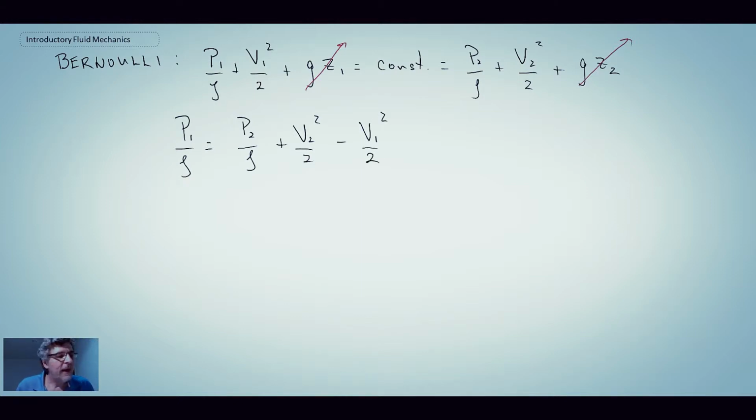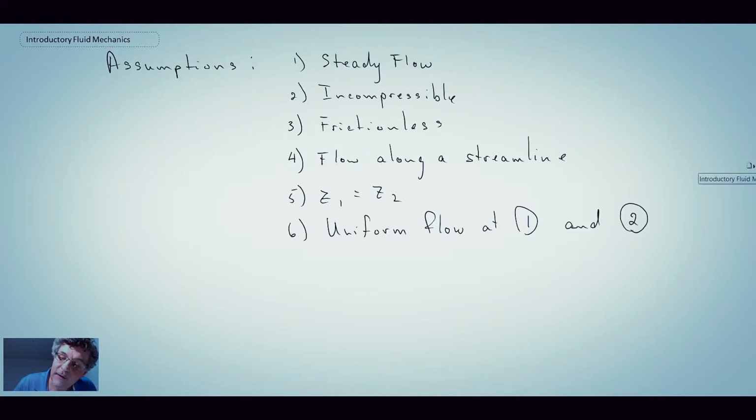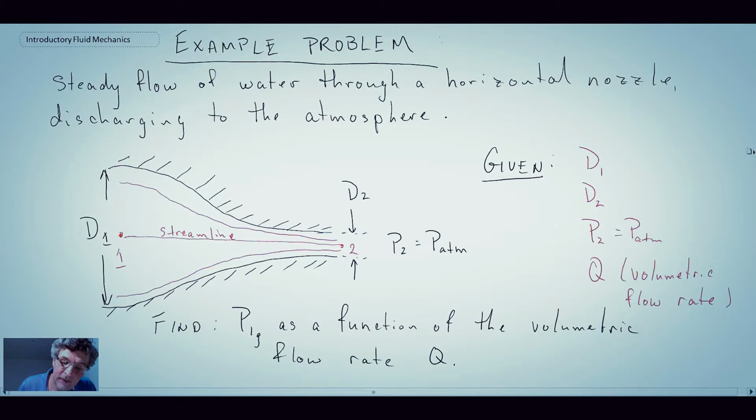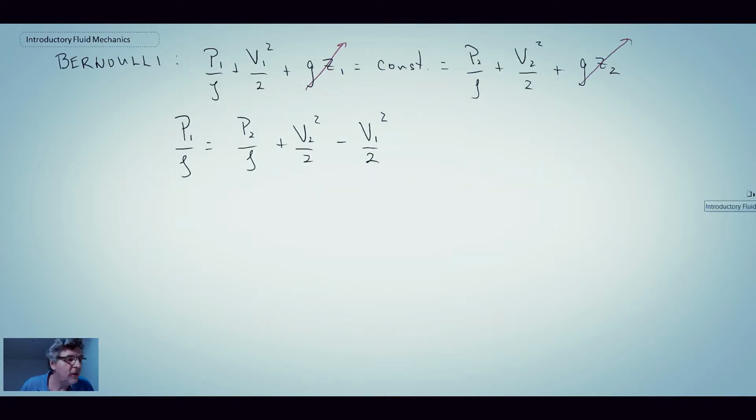Okay, so we get that. Now, if you recall the problem statement, let's take a look. Where was it here? Go back. We want to find P1 gauge as a function of the volumetric flow rate. So we want to deal with gauge pressure, not absolute atmospheric plus gauge. We're going to deal only with gauge pressure. So let's look at gauge pressure here.